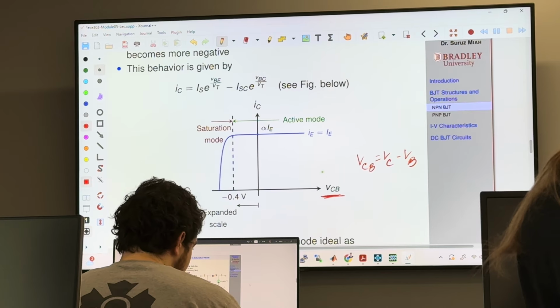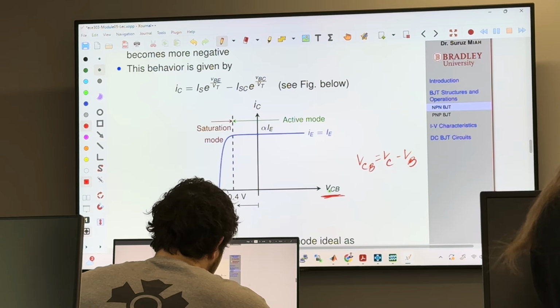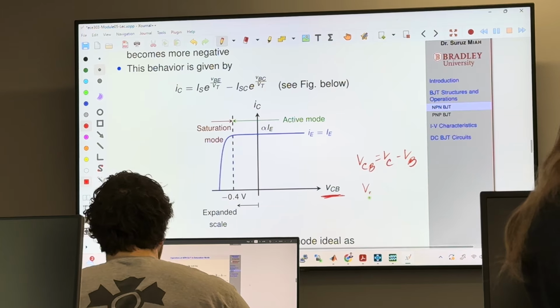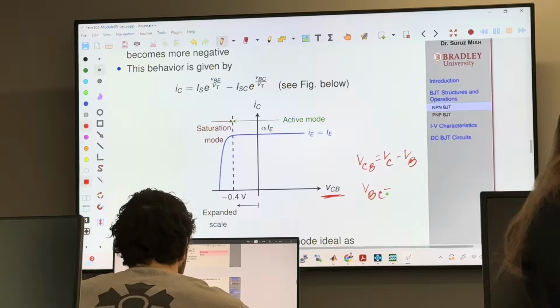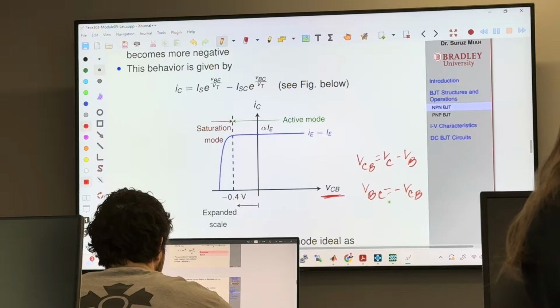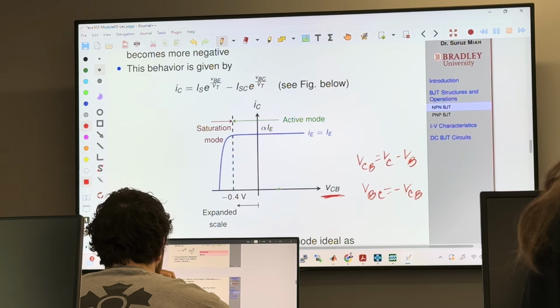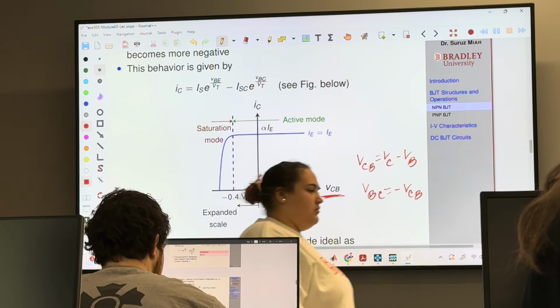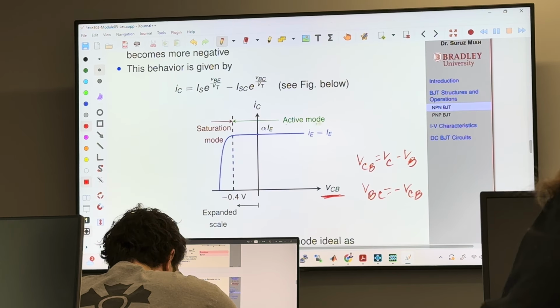VCB, this voltage is going to be opposite of VBC. So VBC equals negative VCB. Now this VCB, as long as VCB is positive and up to a certain negative voltage, that's okay. The transistor is going to be operating in active mode.